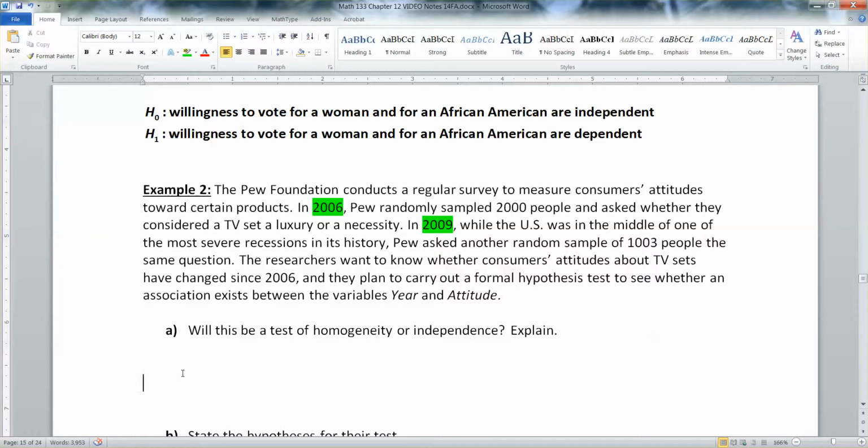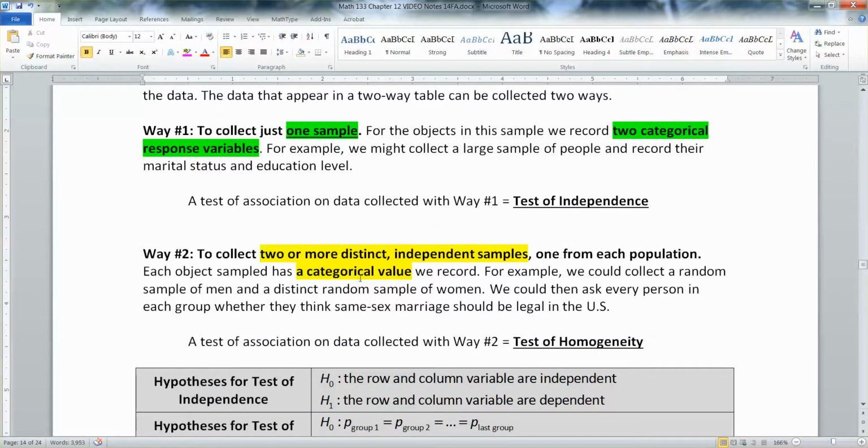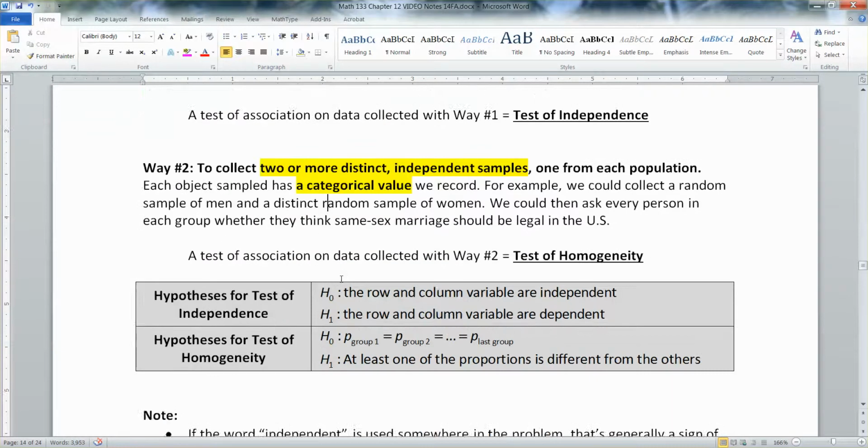They're asking them a question about whether a TV set is a luxury or a necessity. That's one question they're asking in those 2 years. So if you recall, when you ask one question from 2 different years, 2 different samples, that's homogeneity.